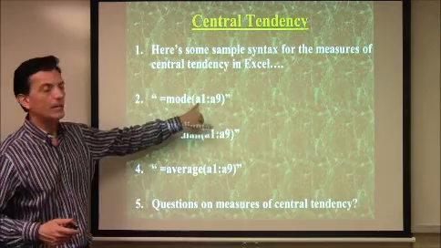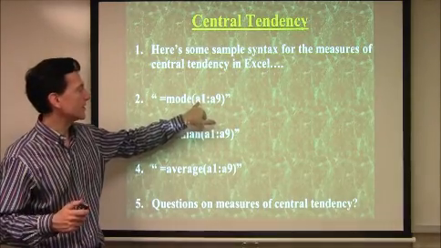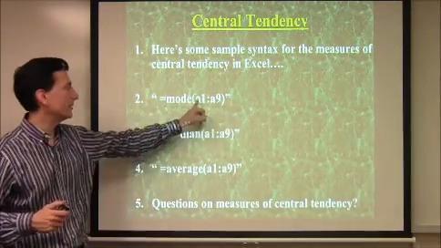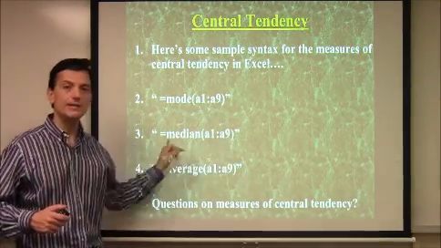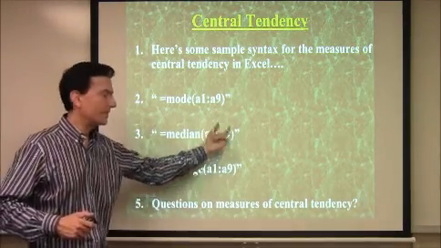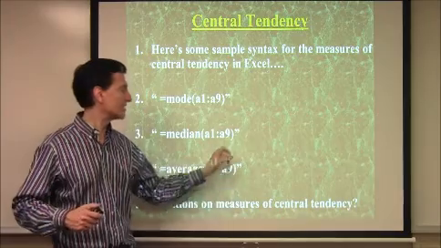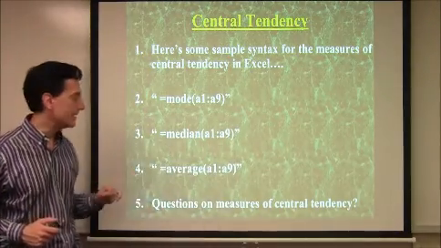So it might be, for example, you're taking the information from cells A1 through A9, and you would get the mode this way, the median this way, equals median, left parenthesis, highlight over that range of scores in Excel, right parenthesis, and you'd get the median.